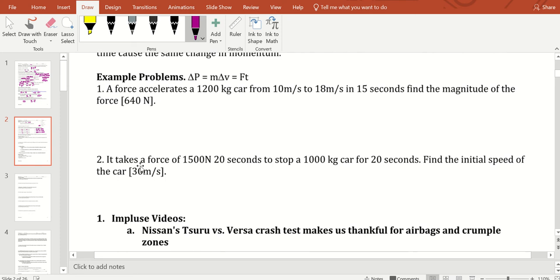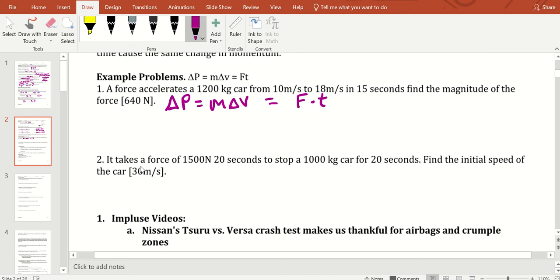Let's try some additional practice problems. A force accelerates a 1,200 kilogram car from 10 meters per second to 18 meters per second in 15 seconds. Find the magnitude of force. So, I know that impulse is equal to mass times change in velocity, and it's also equal to force times time.